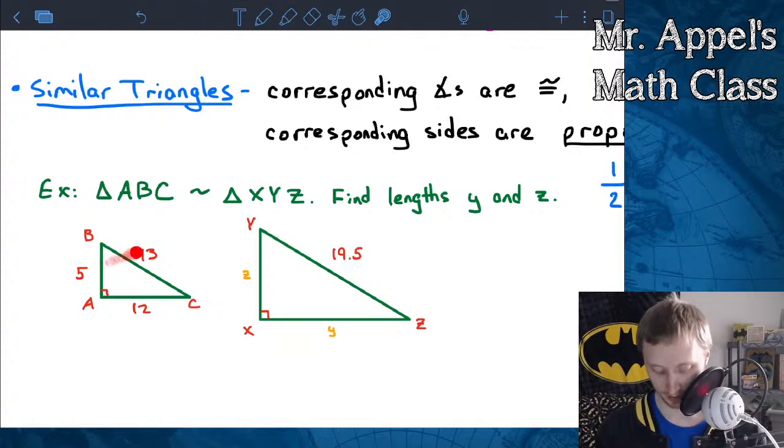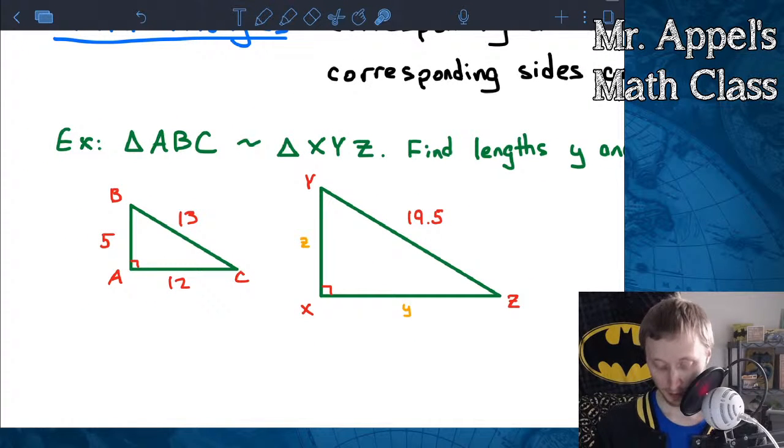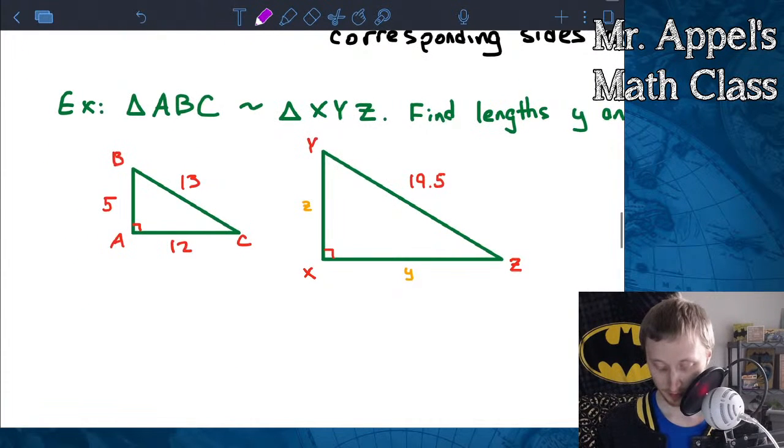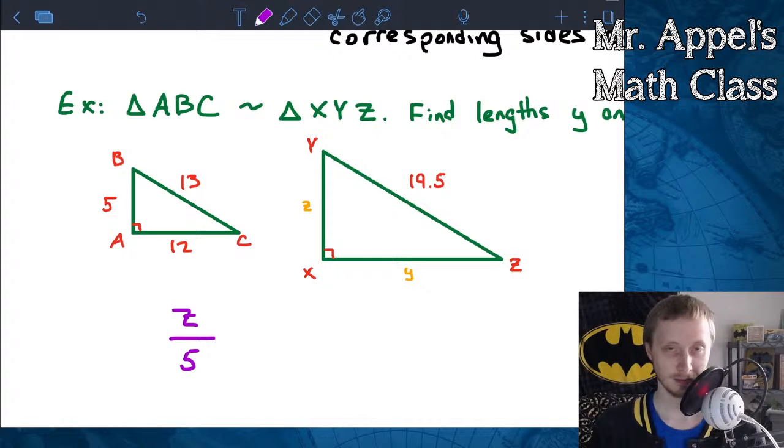Okay, so I know my lengths in the small triangle. I don't know the lengths of the large triangle, except one of them. I've got the hypotenuse measured already. So I need to set up a proportion. If I want to solve for, say, side XY, right? That would be side Z. How does that compare to its corresponding side in the small triangle? Right?